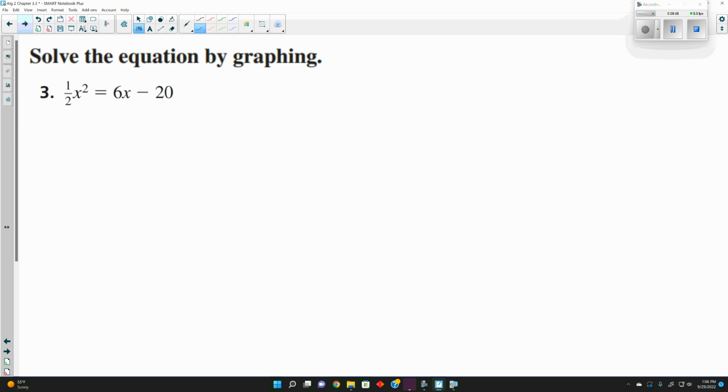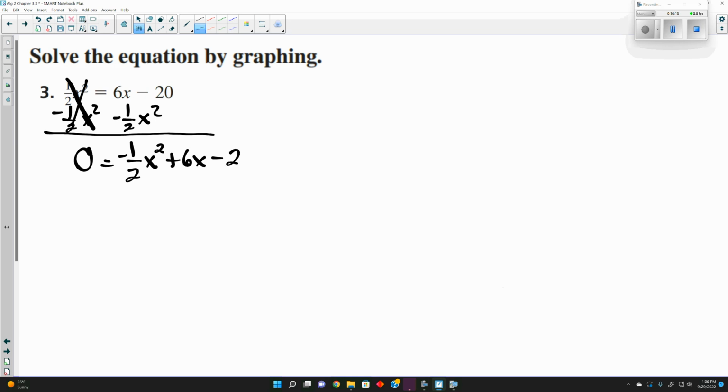Next, 1 half x squared equals 6x minus 20. We can subtract the 1/2 x squared, which will give us 0 is equal to negative 1/2 x squared plus 6x minus 20. Now, when we were factoring, we wanted the term in front of x squared to be positive. But here, does the graphing calculator really care if it's positive or negative? No. So it's still going to take it as is.